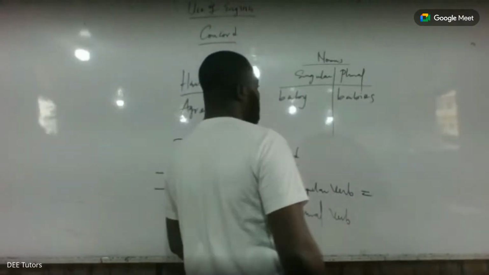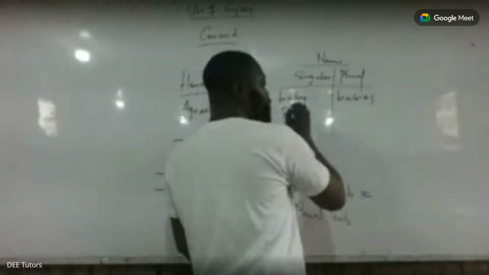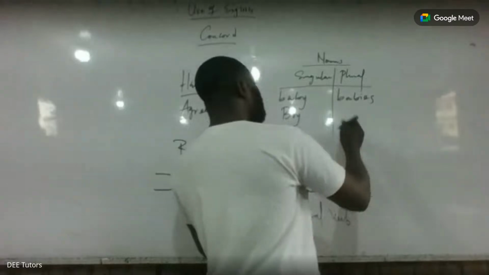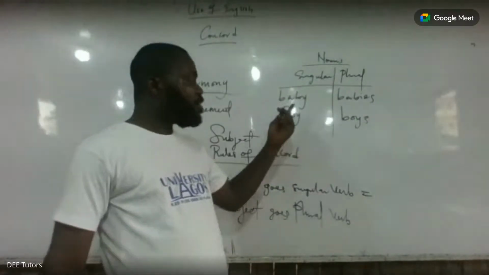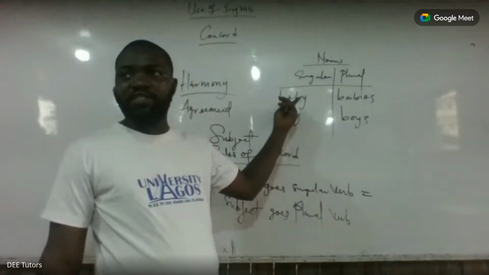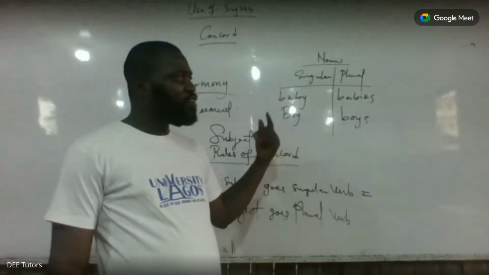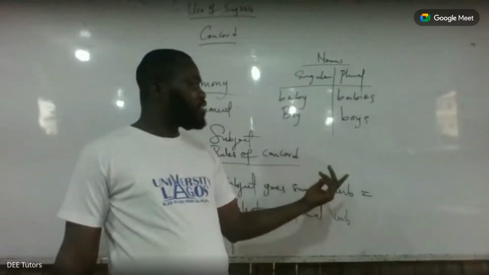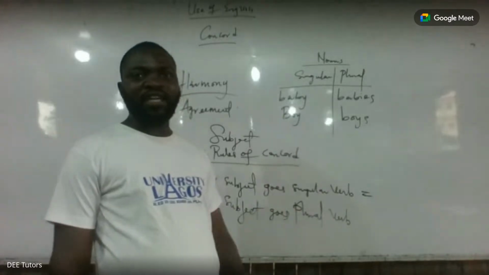Now, when I write boy, a boy, which is singular, the plural is going to be what? Boys. Now, the question is, the first one ends with letter Y. The second one also ends with letter Y. But this one, I change it to IES. And this one, I only add S to it. Why did I do it like that?